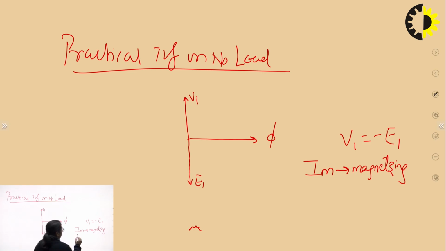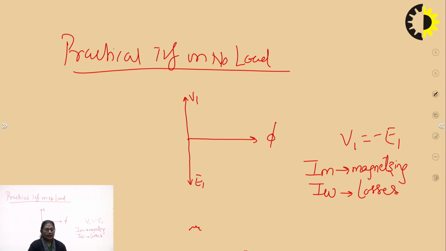And one more component, which I am calling IW, the working component or the active component, which is also called the core loss component. This component will make up for the losses which are occurring in the transformer at the time of no load. Now, what are the losses which occur at the no load condition?